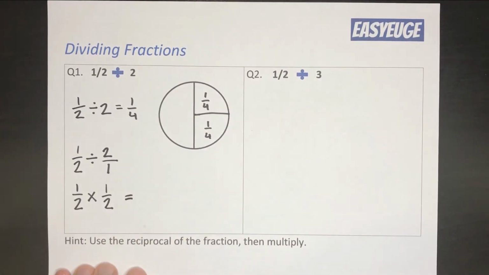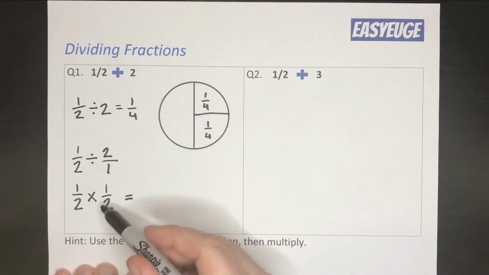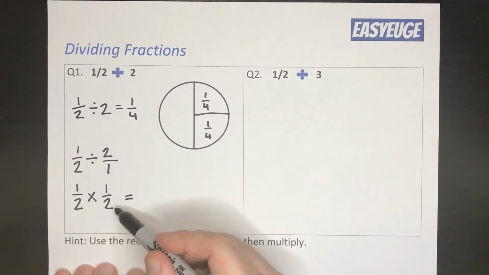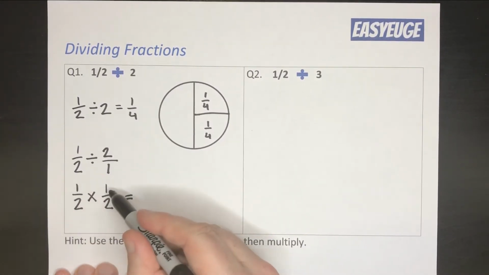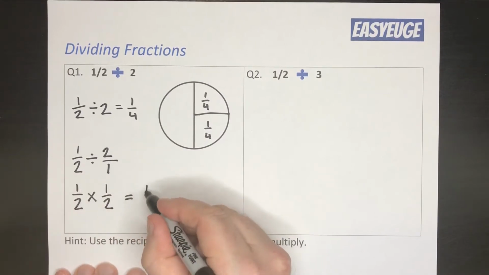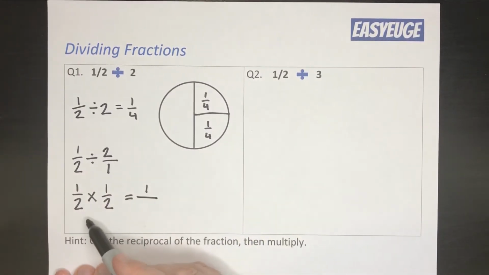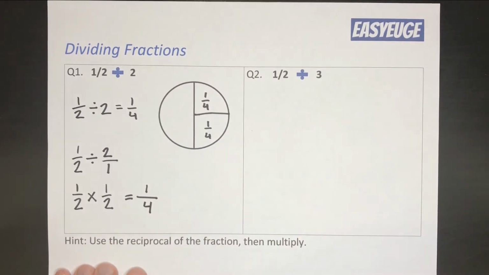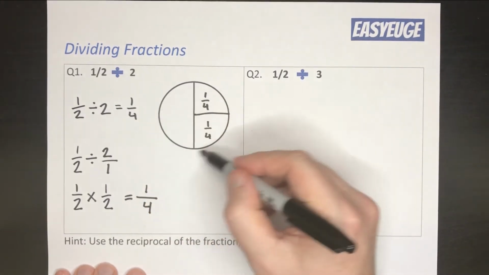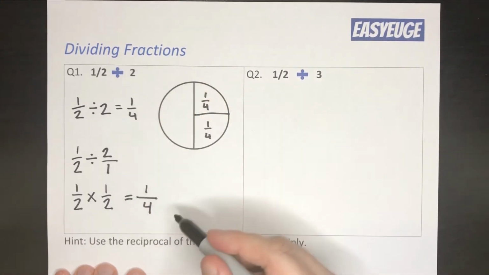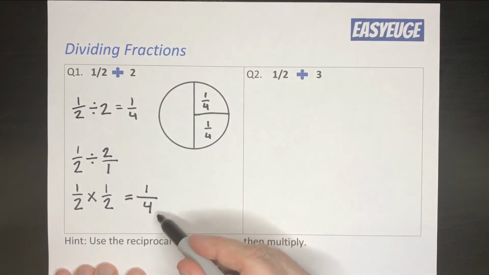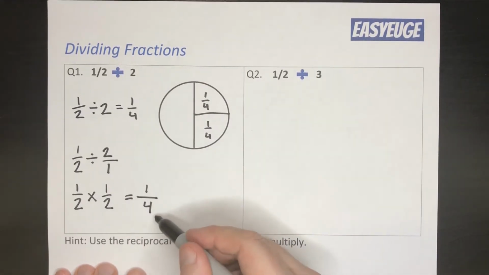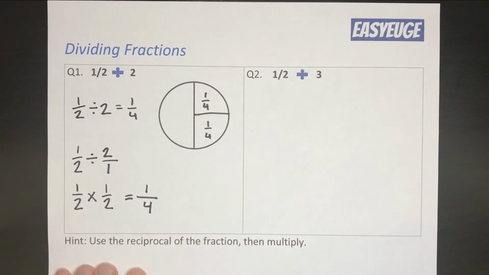And let me show you why. When you have a fraction multiplied by a fraction, you just simply multiply the top numbers. 1 by 1 is 1. And then you multiply the bottom numbers. 2 by 2 is 4. And look, the answer that we worked out by using a circle and diagram was a quarter. And the answer we got from doing it the mathematical way was also a quarter. So this is okay. So let's use the reciprocal of the fraction and then multiply.